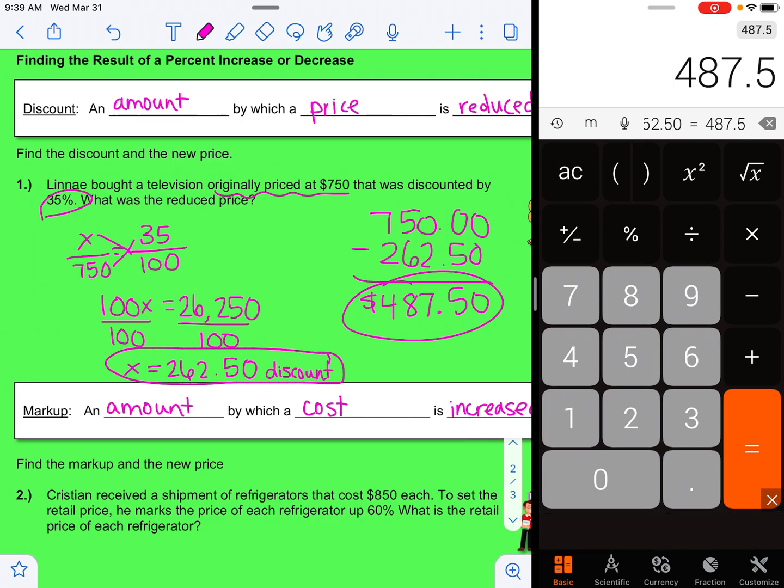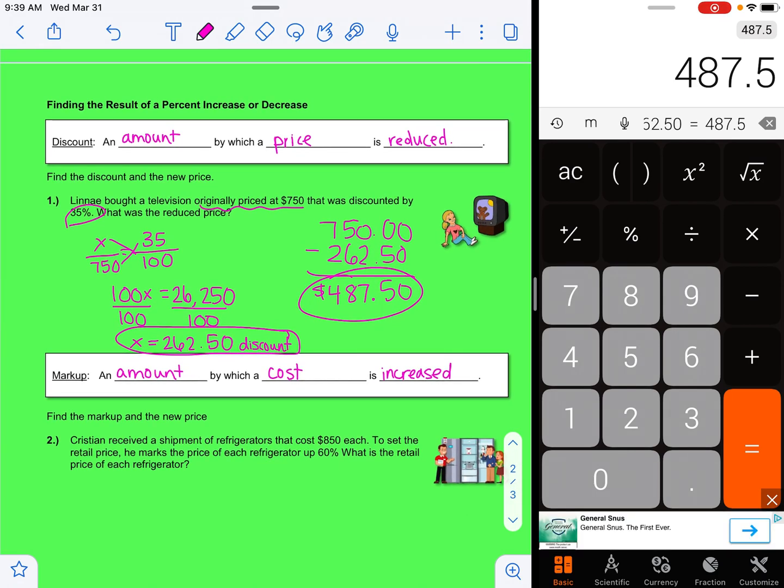So that is how we find the discount. I'm sure you will use this when you go shopping someday. It's super important that you know what those percents mean so that you can figure out how much it's actually going to cost you before you get up to the cash register.